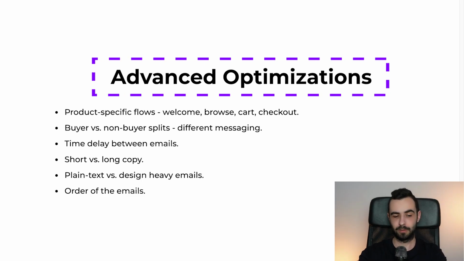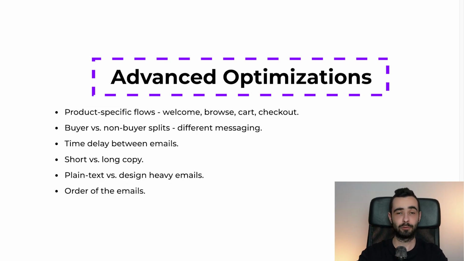Time delay between emails, like I said before, is very important to A/B test, and just run with what's performing better. Short versus long copy, plain text versus design heavy emails, different formats, just go ahead and test them because every single brand is different. I've seen brands crushing it with long design based emails, but I've also seen brands crushing it with short plain text emails only across pretty much all of their flows. So it really depends on your brand, how your customers behave, what they respond better to. So just go ahead and A/B test these things.